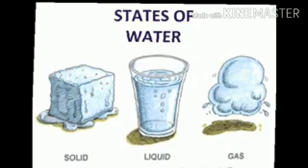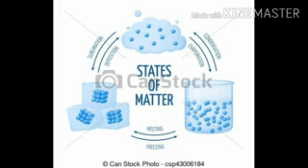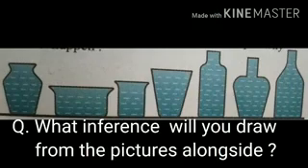So water is found in the solid state in the form of ice, in the liquid state in the form of liquid water, and in the gaseous state, that is, in the form of water vapors. What inference will you draw from the pictures alongside? Water occurs in liquid state under ordinary conditions. Water is a fluid substance.